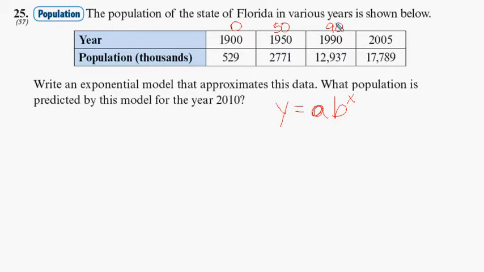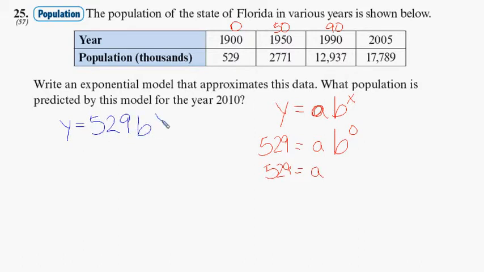Okay, so then that means we know that initially, at time 0, there were 529 people, okay? So essentially we can say with confidence, because B to the 0 power is equal to 1, that A is equal to 529. So now we have the first part of our equation already ready for us. So we have 529 B to the x, okay?